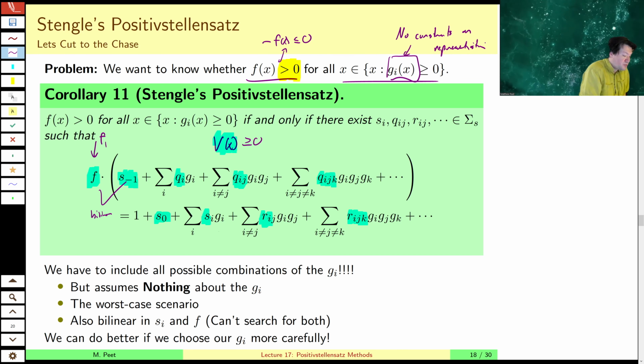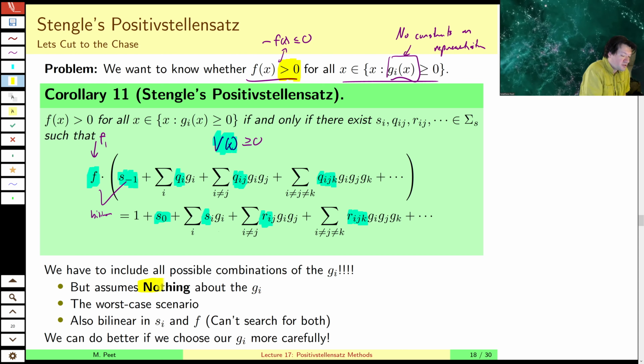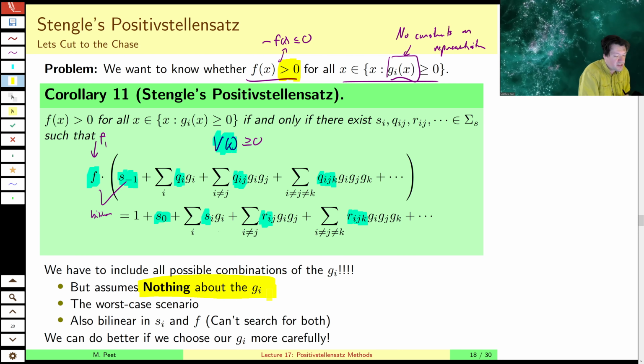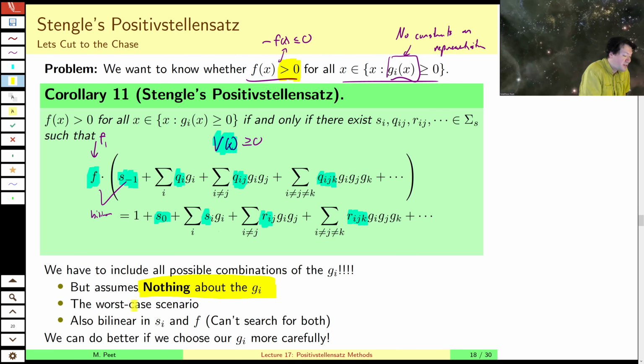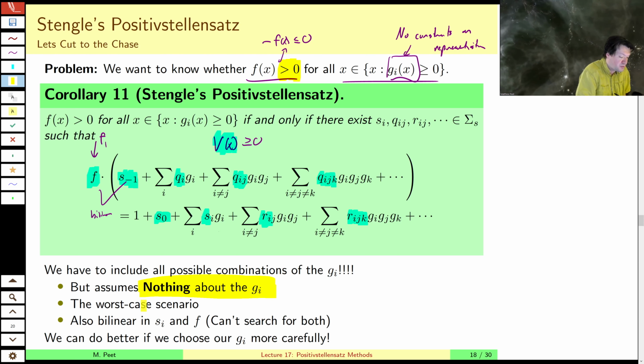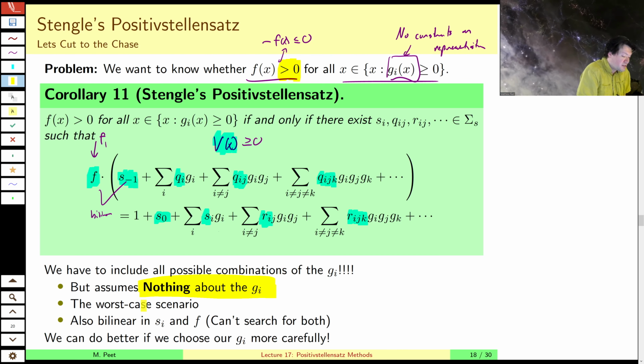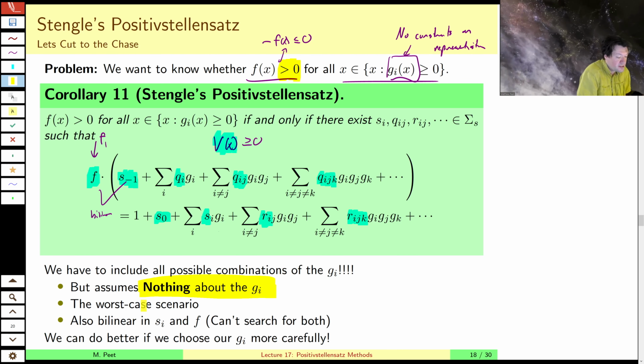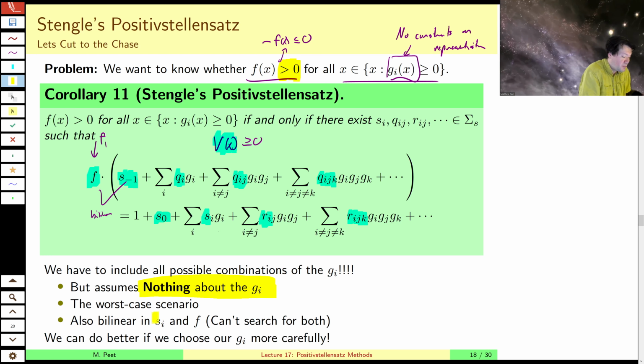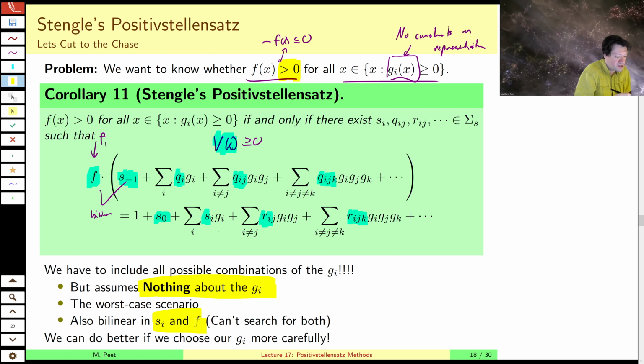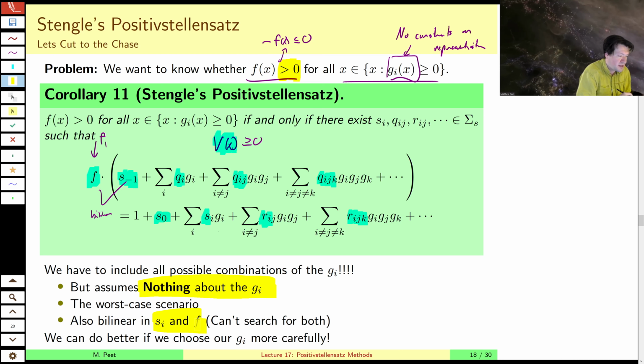So that's an important point, right? This is the most general Positivstellensatz you can possibly get, where you know nothing about the g's, or you've chosen them very poorly, so that you didn't think about them very much. But if you do that, and you want necessary and sufficient conditions, we have a bilinear test, which of course can't be used because we can't solve bilinear problems, assuming that f is a variable.